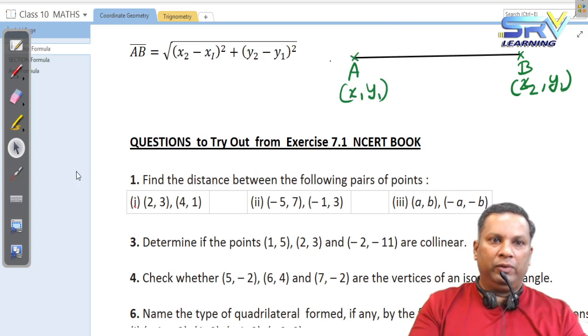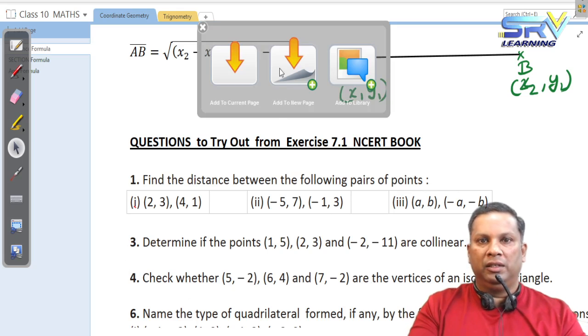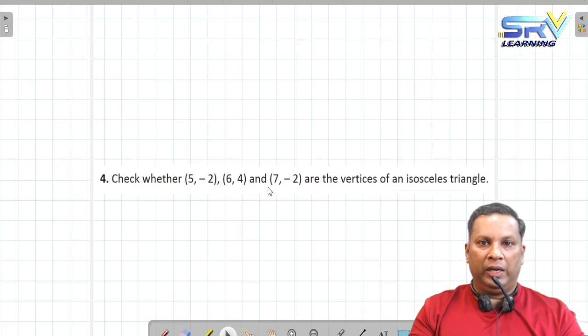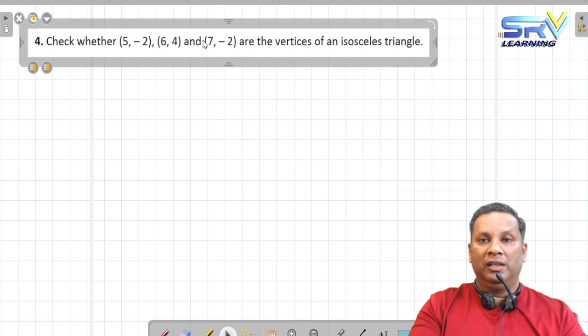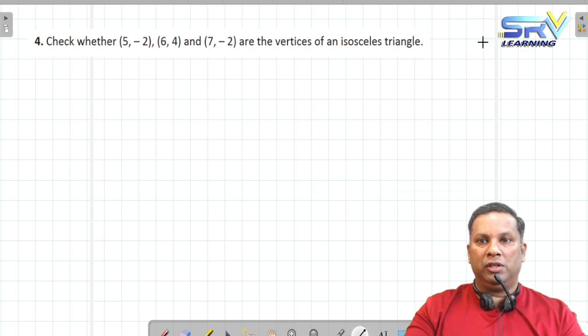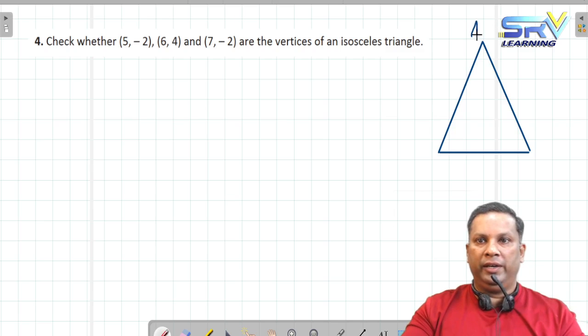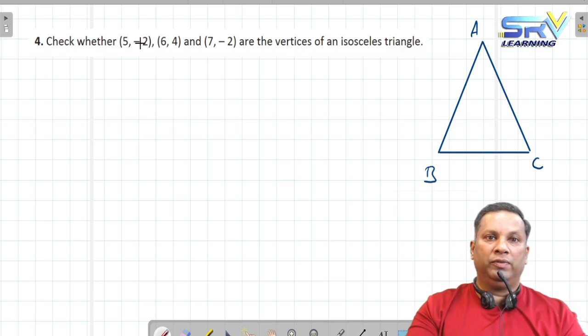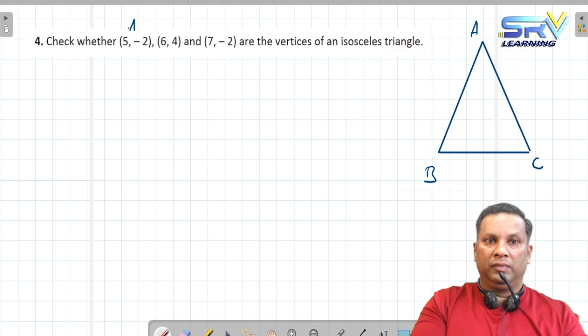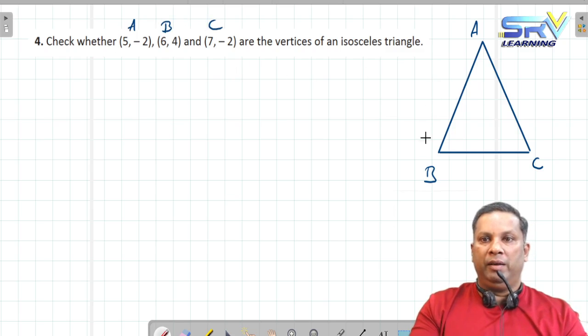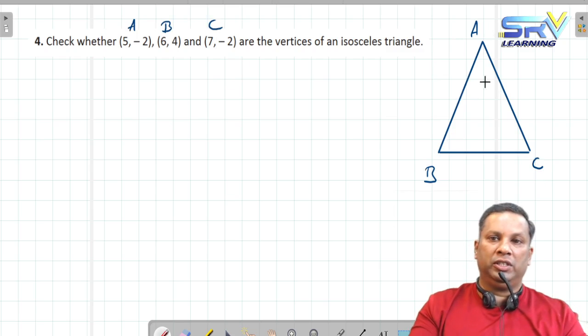So here we have a question where they have given 3 points and they are asking us to check whether they are vertices of an isosceles triangle. What is an isosceles triangle, children? An isosceles triangle is where two sides are equal, right? So if you have point A here and B here and C here, then this should be isosceles. We don't know which two sides are equal, whether AB is equal to AC, or BA is equal to BC, or CA is equal to CB, we don't know.